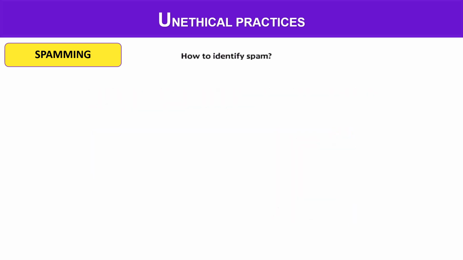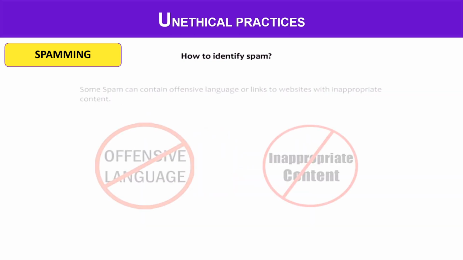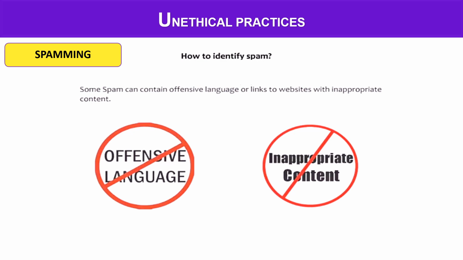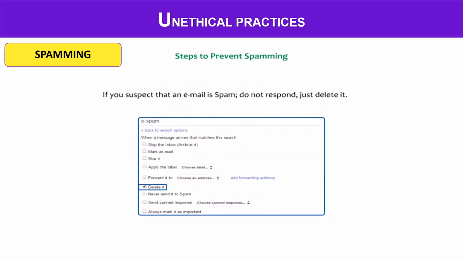So how do we identify spam? Messages that do not include your email address in the to or CC fields are common forms of spam. Some spam can contain offensive language or links to websites with inappropriate content. Install spam filters or blocking software to prevent spamming. If you suspect that an email is a spam, do not respond, just delete it.